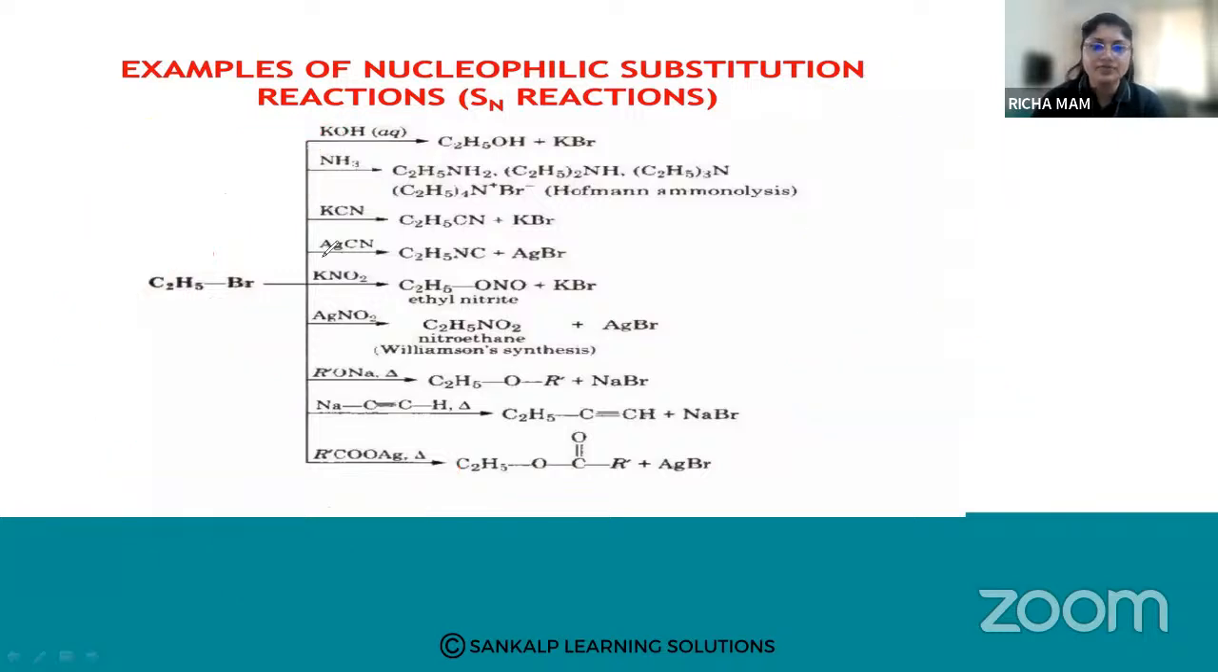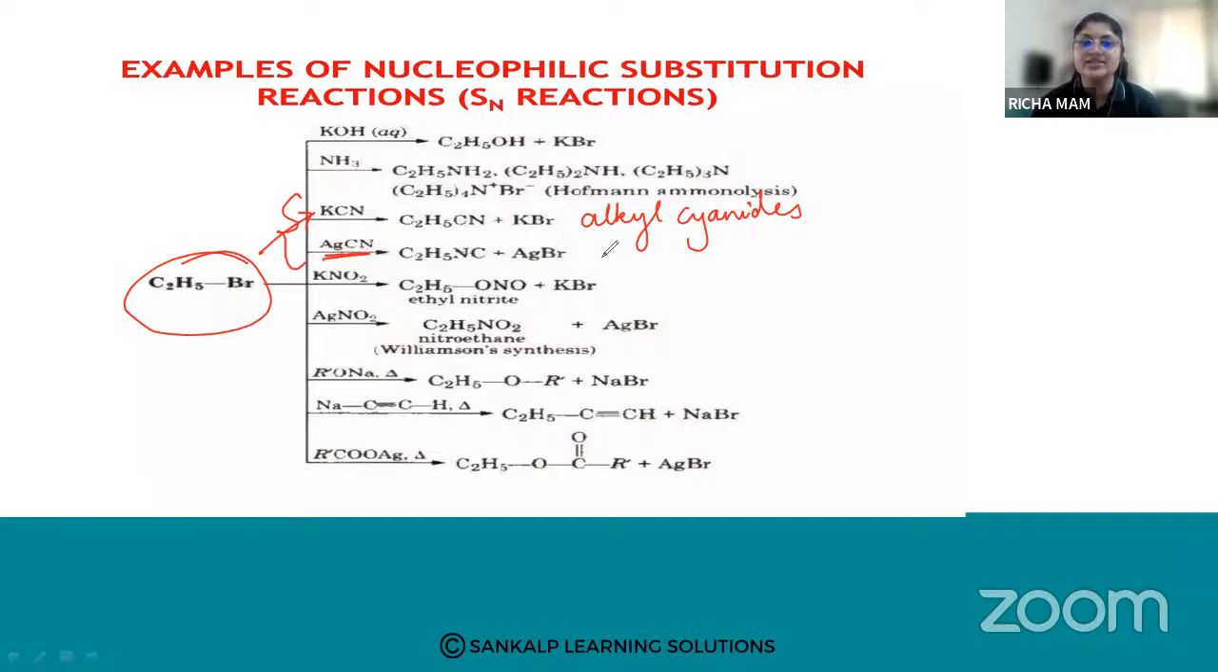I just told you about KCN and AgCN. Here we have haloalkanes. When haloalkanes react with KCN, they form alkyl cyanides as the main product. And when they react with AgCN, they form isocyanides as the main product. So what is the reason why the products obtained are different in both cases? Here it is potassium cyanide, here it is AgCN, that is silver cyanide, but the products obtained are different. Why?